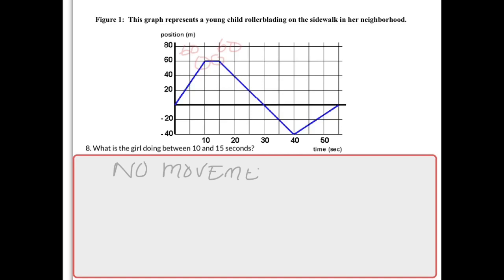And that makes sense because on a position time graph, slope gives you velocity. But if there's no slope, there's no velocity. Therefore, there's no movement. So this makes sense.